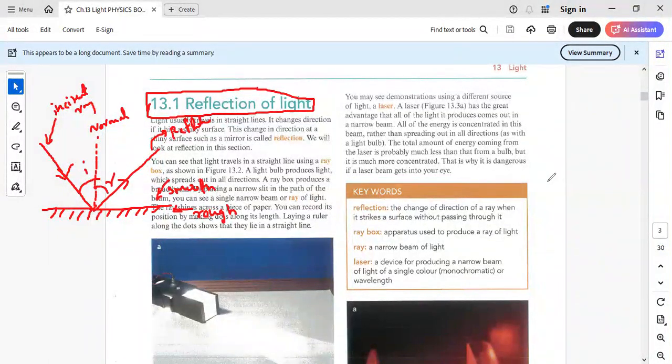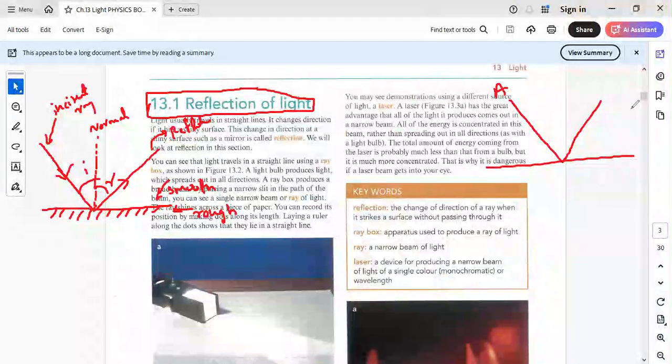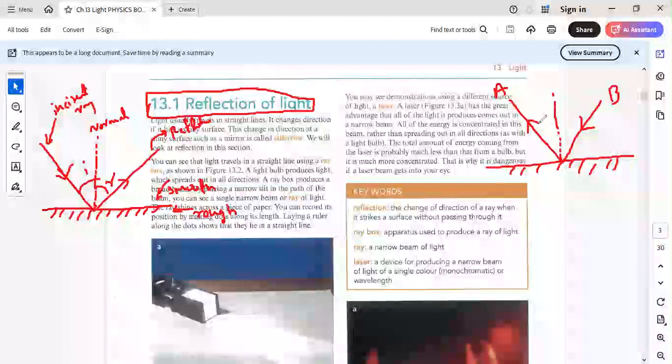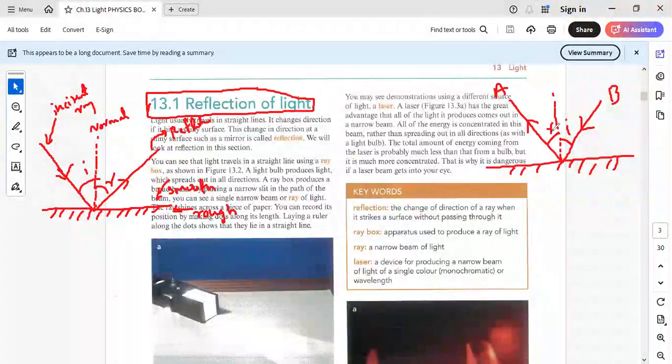Many a time students make a mistake. If they are asked, let's say out of A and B, which is the incident ray and which is the reflected ray, they usually say that A is the incident ray and B the reflected ray without thinking about where the arrow is being shown. So it's very important that we pay attention to the arrow. If the arrow shows like this, then B is representing the incident ray and A is representing the reflected ray. If you don't pay attention, then everything goes wrong.